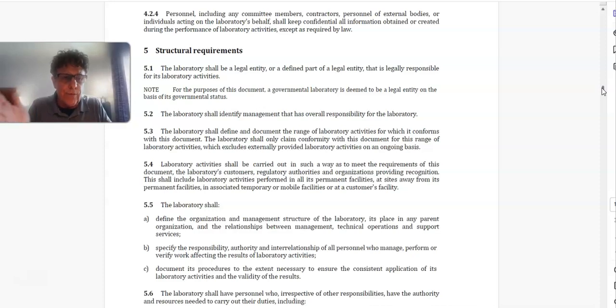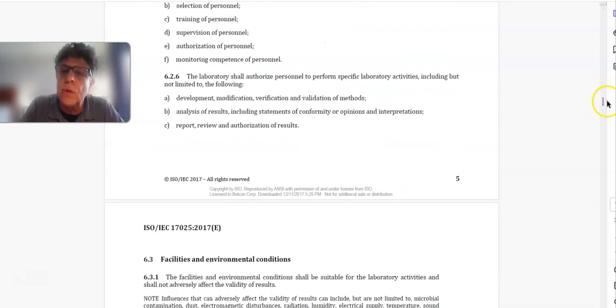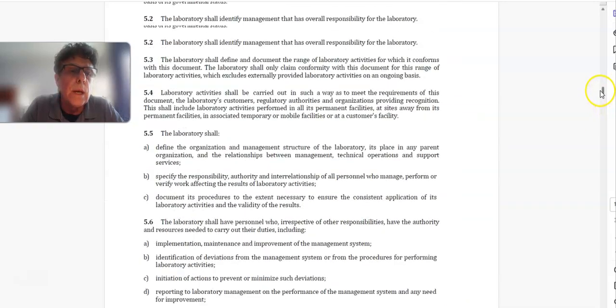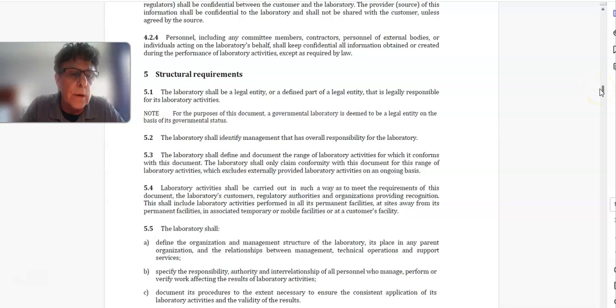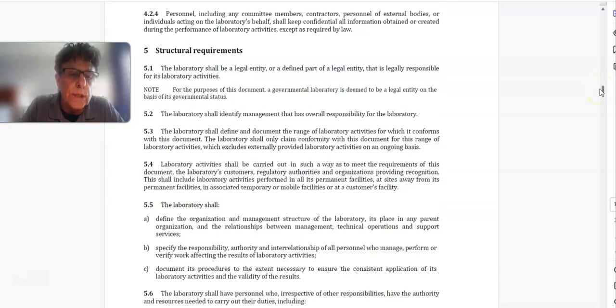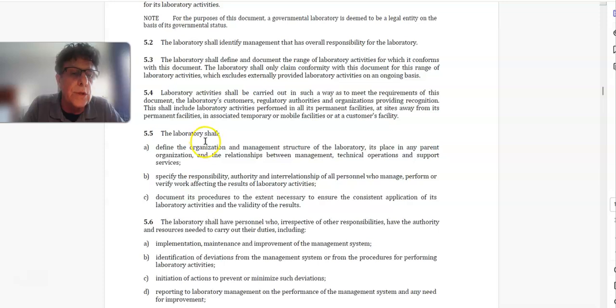So within section 5, for example, of your quality manual, you might have an organizational chart that shows your structural requirements for your laboratory, what the reporting structure is for the organization, how your organization is defined, which is in section 5.5. And then you get into structural requirements. I kind of went down a little bit too fast there. And defining the organization management structure, section 5.5.